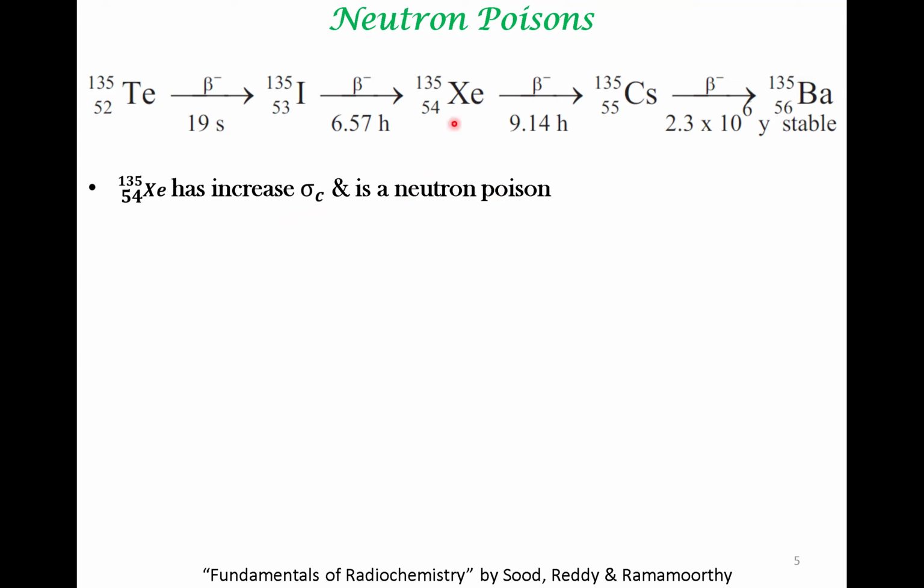So if xenon builds up in a reactor, you typically shut down the reactor and wait for it to decay. So if you look at the half-life of xenon, it's about 9.14 hours. So if there is an excess xenon that is built up, your k-excess will become less than zero. Therefore, you will not be able to sustain the nuclear fission reaction. So what you do is you try to shut down the reactor for some time so that the concentration of xenon decreases. So you do not want to be having a lot of neutron poison in your reactor.